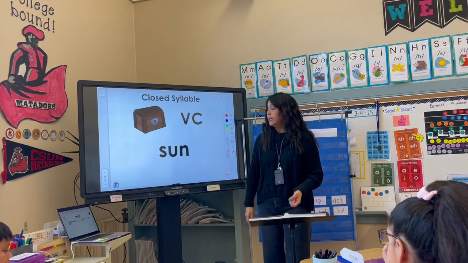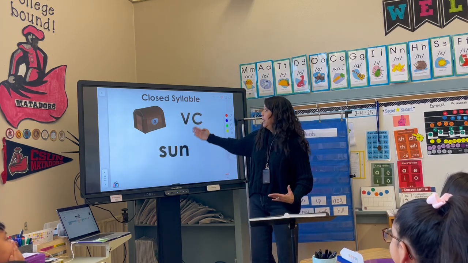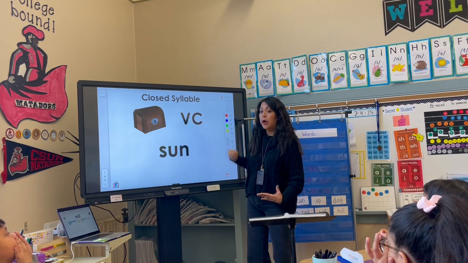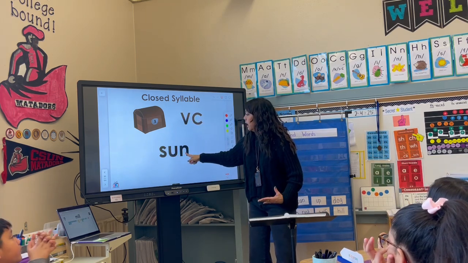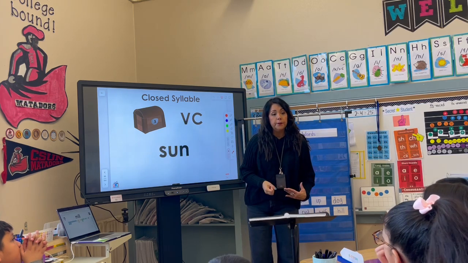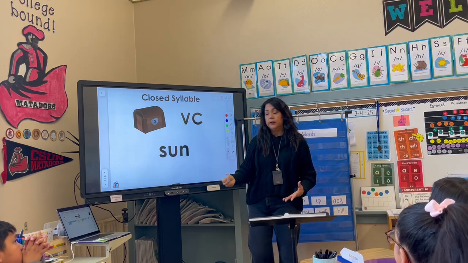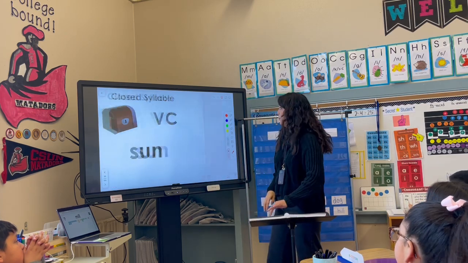okay? All right, so let's look at this word sun. That's an easy word, right? But it follows the vowel consonant. Watch, vowel consonant. If it follows that rule, then I know it's a closed syllable. And when it's a closed syllable, I know it's a short vowel sound. Sun. Okay, let's move on.